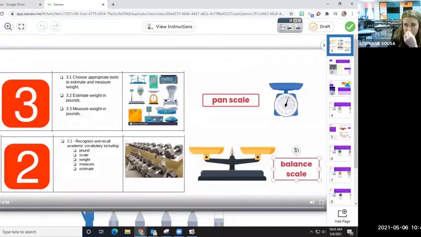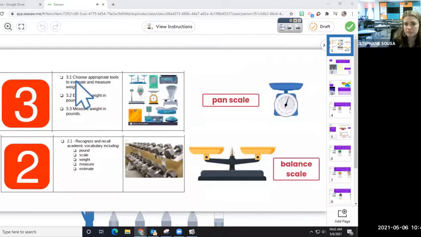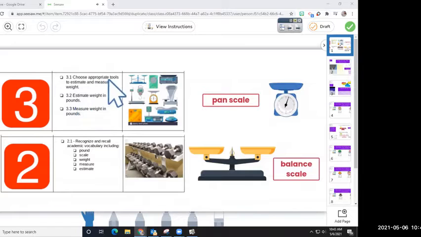Yesterday, you spent time choosing appropriate tools to estimate weight and estimating weight in pounds. Today, we're going to be looking further into the appropriate tools to estimate and measure weight, and really focusing on measuring weight in pounds. One of the tools that we use for this is called a pan scale.